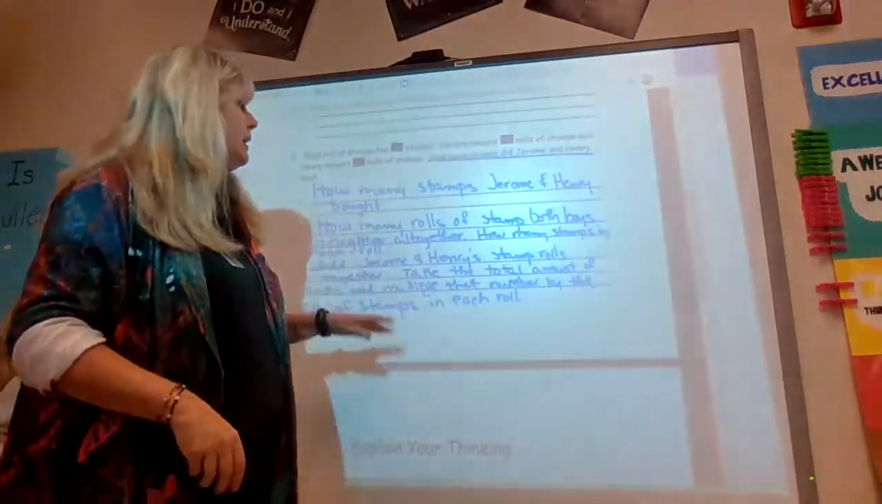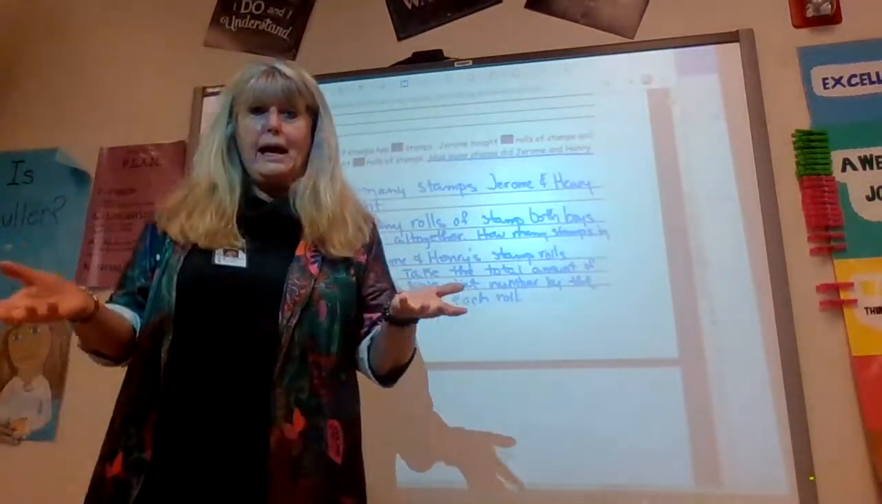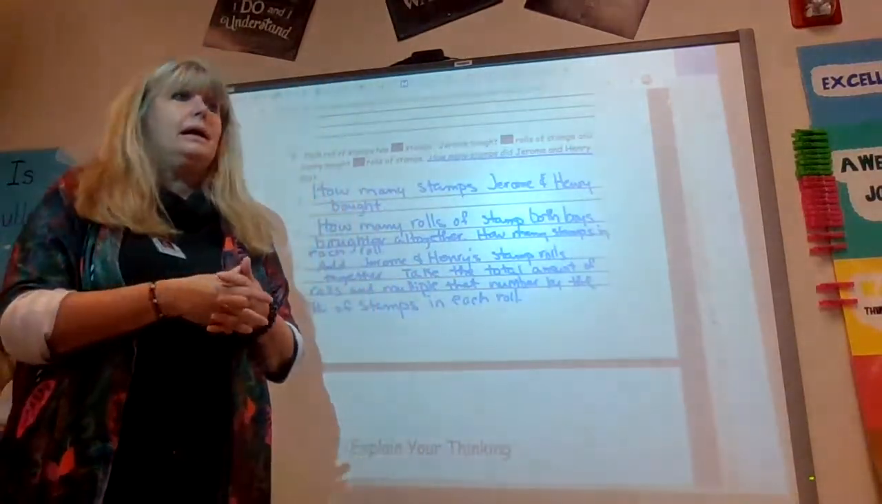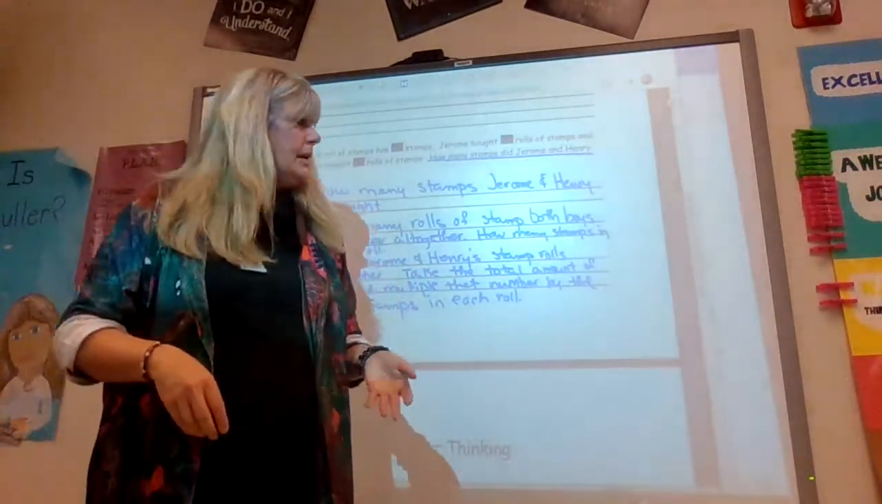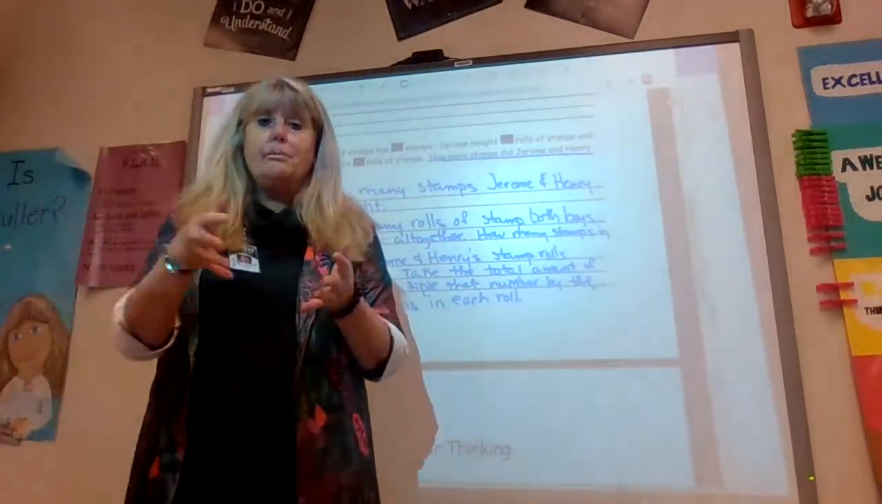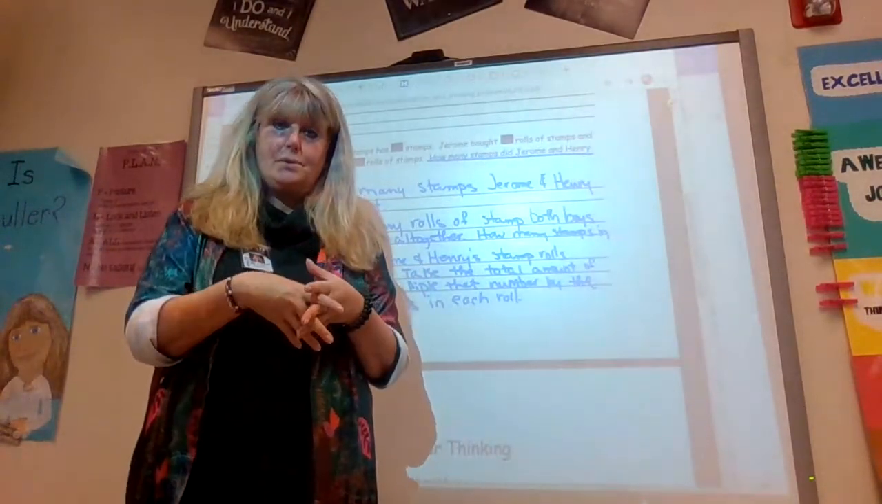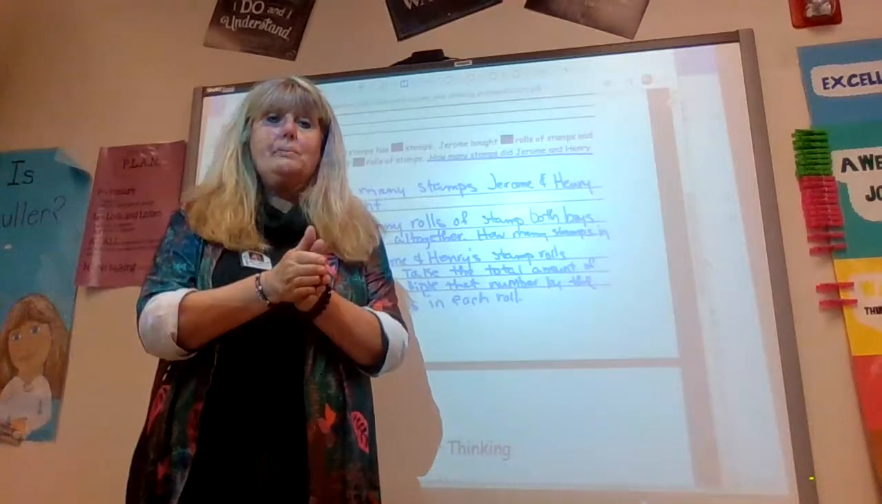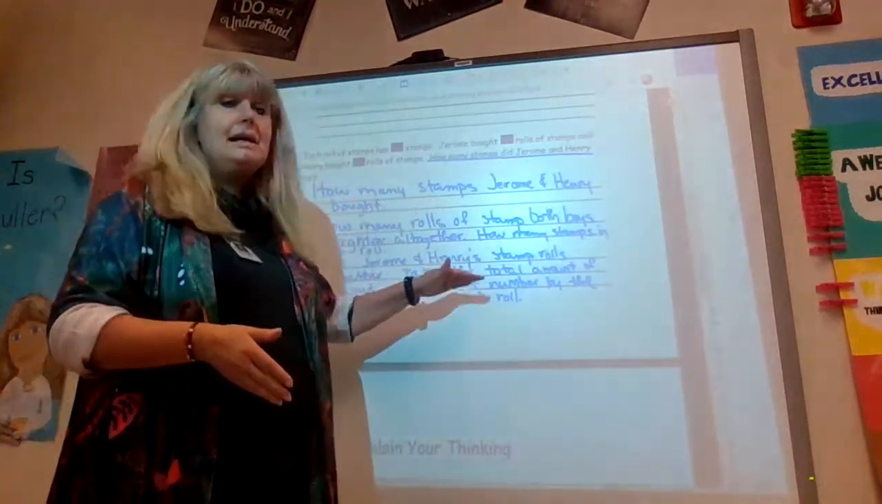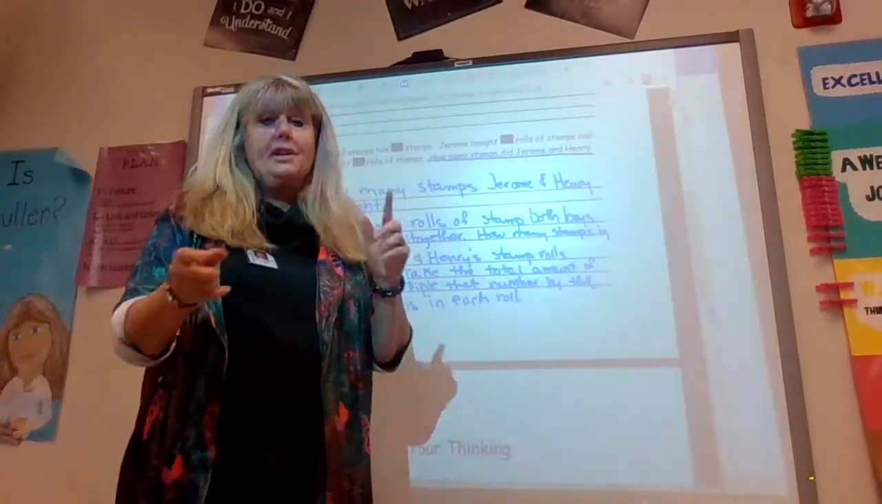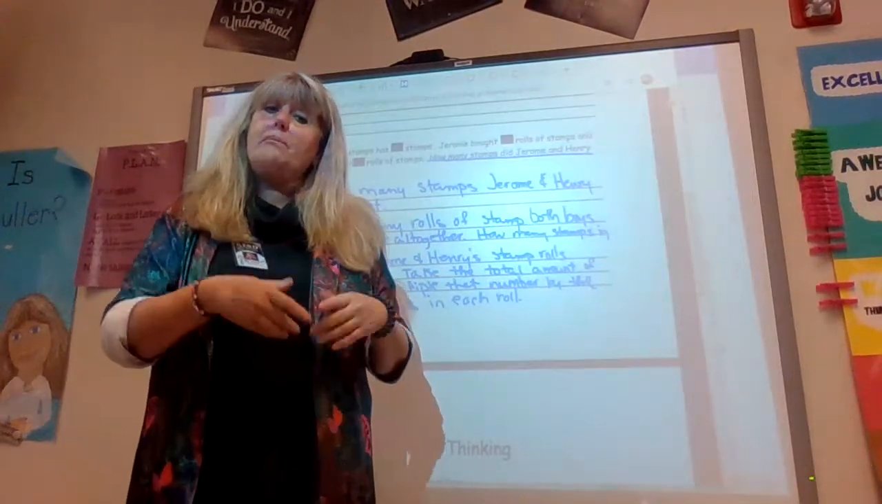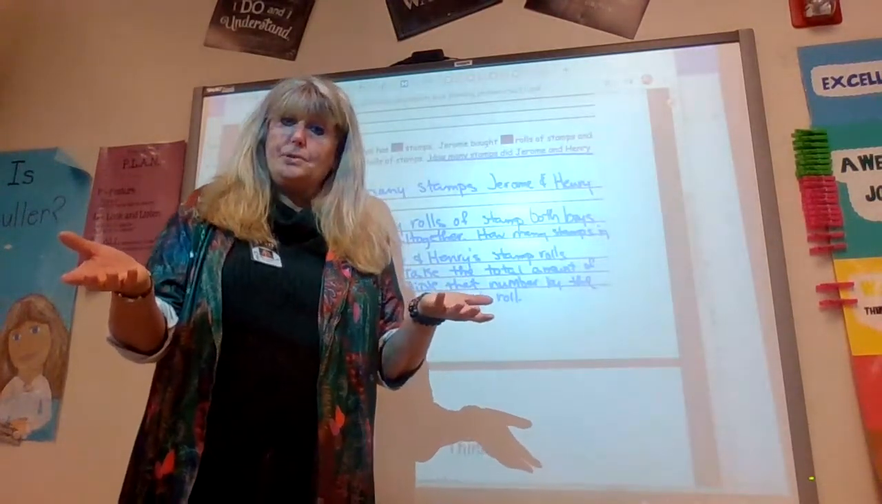Now, there's another way to solve this. I could take how many rolls Jerome has and multiply it by how many stamps are in a roll. Then I could take the number of rolls that Henry has and multiply it by how many stamps are in each roll, and then add those two amounts together. Or, to me, this is a simpler way: add the number of rolls together, and then multiply it by how many stamps are in each roll.